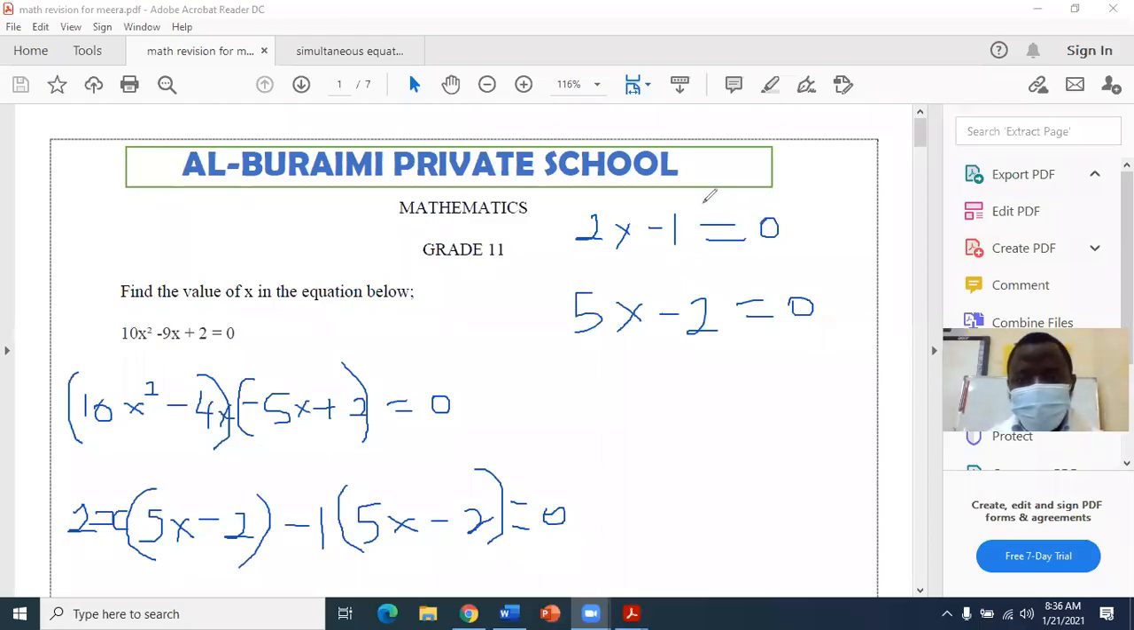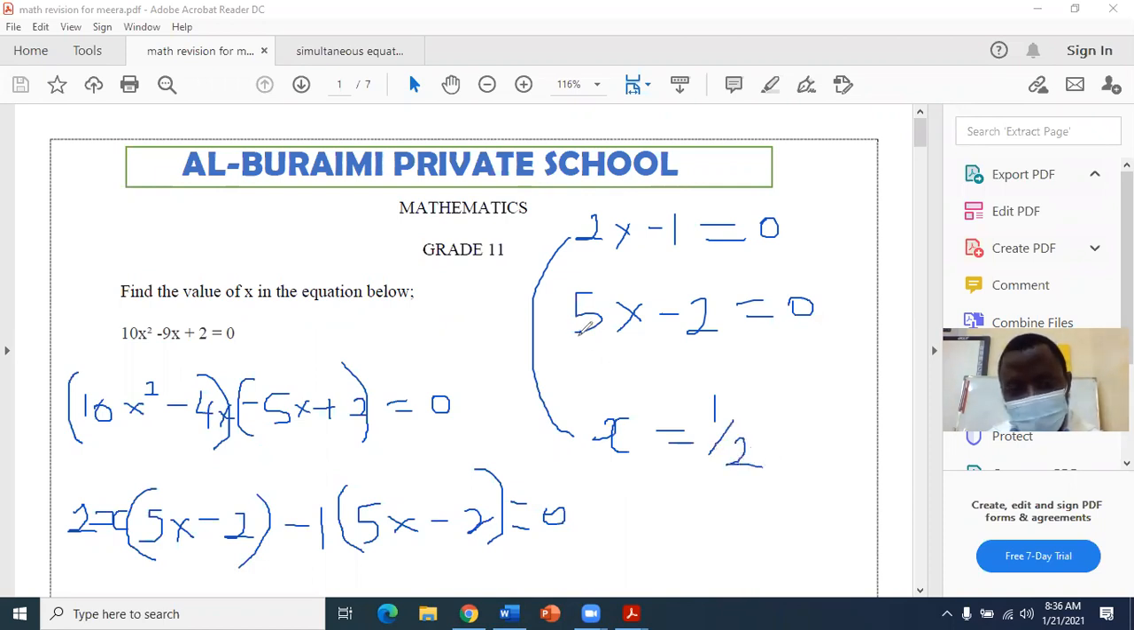So now, from this equation, what I will do is to find x. So my x is going to be half, because if I take -1 to the other side, I have 1. Then I will divide the two sides by 2. So it's going to be 1/2.